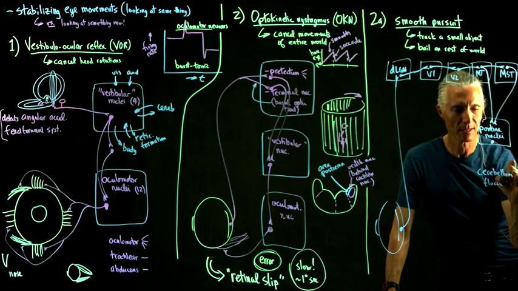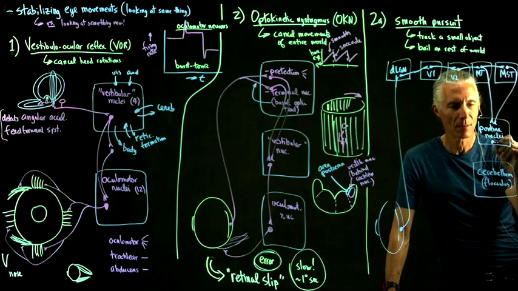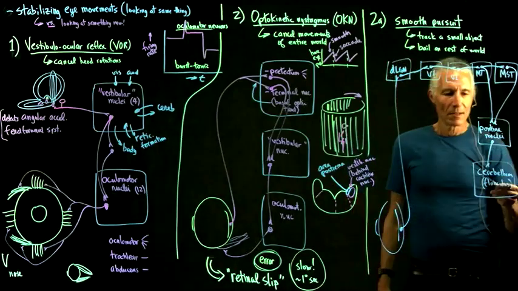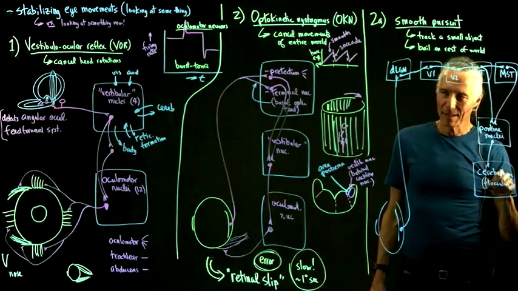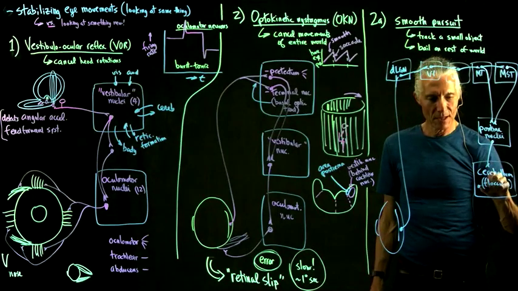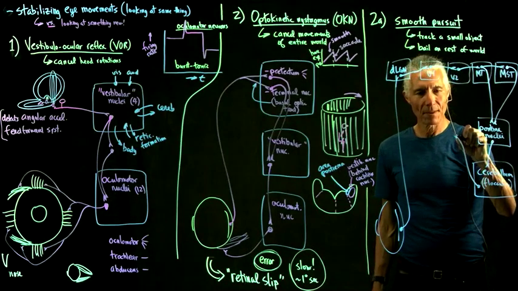Not just the flocculus, but that's one of the big places they go. So the pontine nuclei go to the flocculus. And then this cerebellum, it projects to the deep cerebellar nuclei, but eventually, well, I'll just leave that out. It eventually goes to the vestibular nuclei.